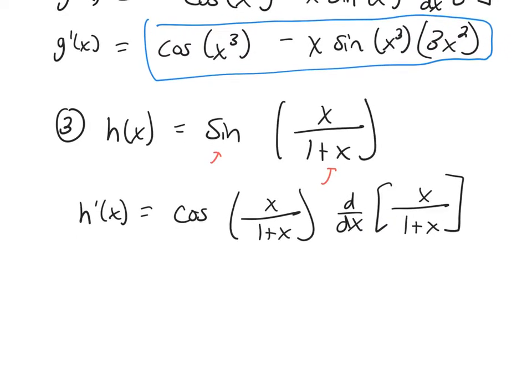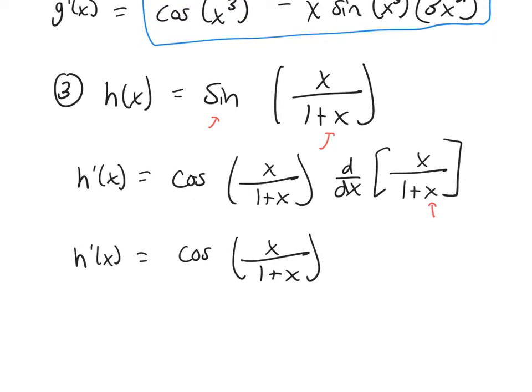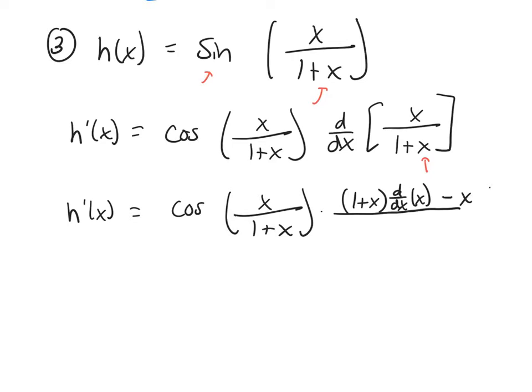Now if I look here, I have a quotient, which means I need to do the quotient rule. So h prime of x would be, so there's a really nice formula for the quotient rule. You take the bottom times the derivative of the top minus the top times the derivative of the bottom, all over the bottom squared.